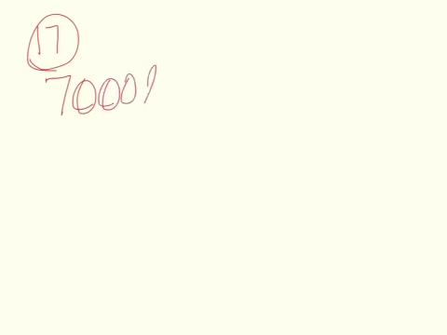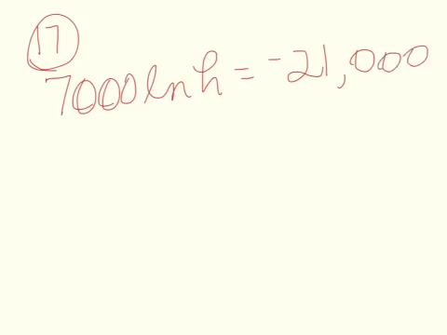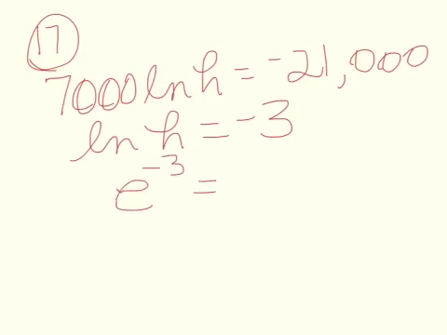7,000 natural log of h equals negative 21,000. Again, it is an algebra equation. Divide both sides by 7,000. So the ln of h is equal to a negative 3. Remember, if it's natural log, it's understood to have a base of e. So e to the negative 3 is equal to h.